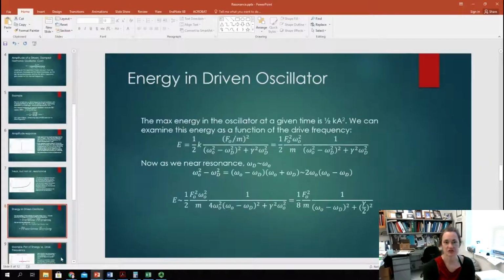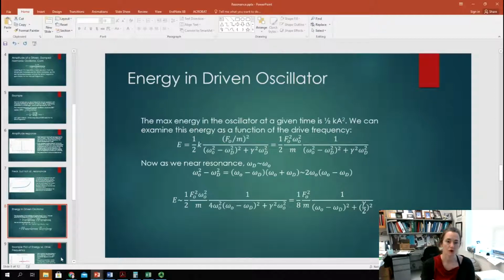Okay, so that's the amplitude response of a system. Now, of course, we know that the energy of a mechanical oscillator is proportional to the amplitude squared. Specifically, the max energy in the oscillator at a given time is 1/2 k a squared. So we can examine this energy as a function of the drive frequency.